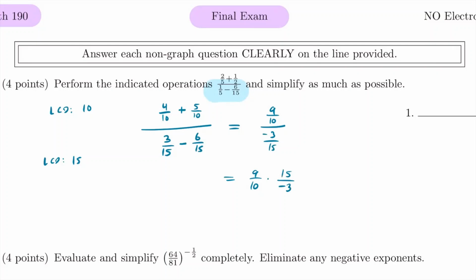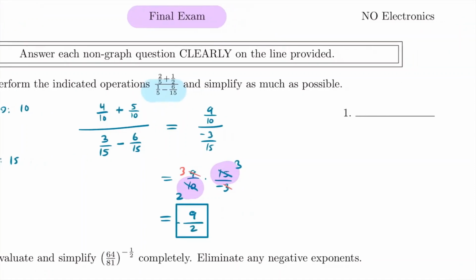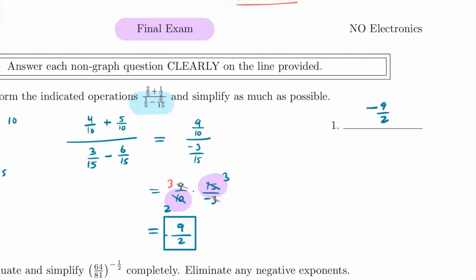So we can reduce these numbers, 10 and 15. So that would give us a 2 here and a 3 here. So they can be reduced by 5. And then 9 and 3, we can also reduce them. So this 3 will cancel with that, leaving you with the 3. So what we're left with is simply 3 times 3 on the numerator, that's 9. On the denominator, negative 2. So our answer for this question is negative 9 over 2. So let's put that right here. This is negative 9 over 2.